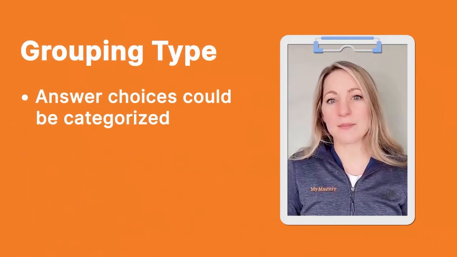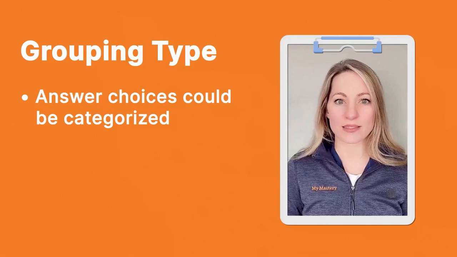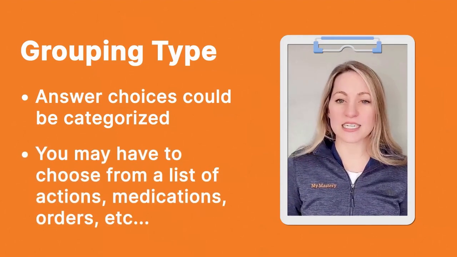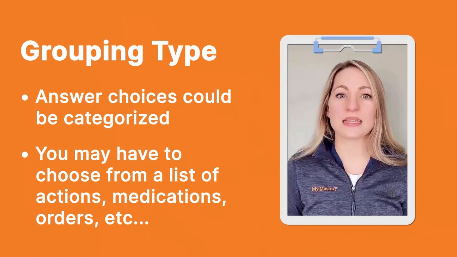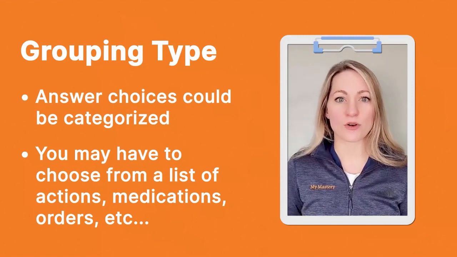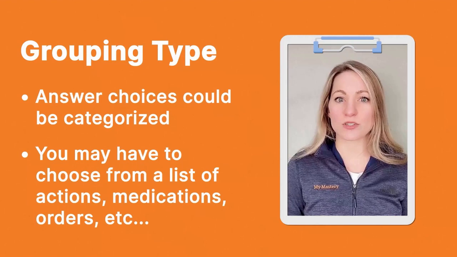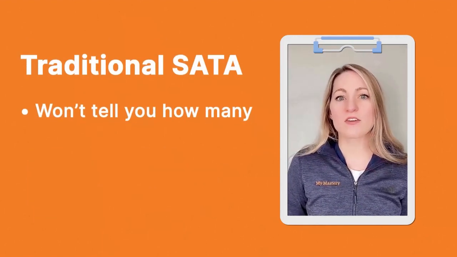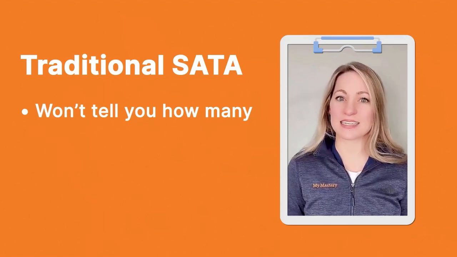In the grouping type, the answer choices can be categorized. This question might say, which orders does the nurse anticipate? And the groups might be a list of possible activity orders, a list of medication orders, and a list of parameters to monitor. Then, there is the normal Select All But Apply style question.